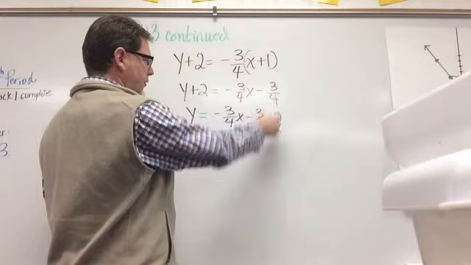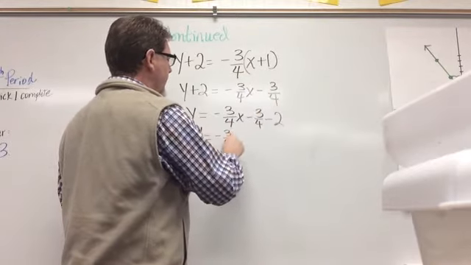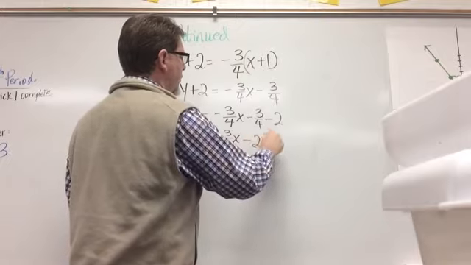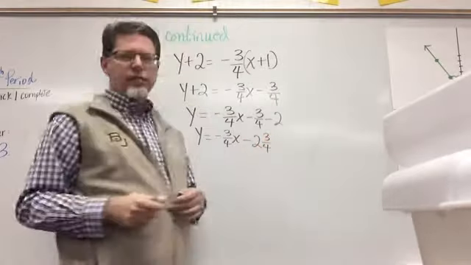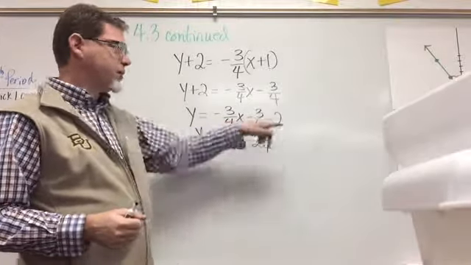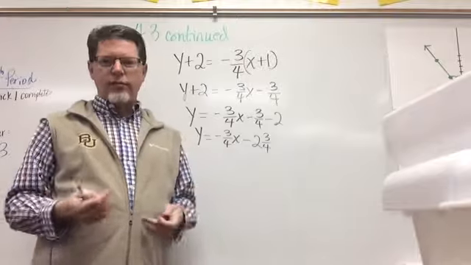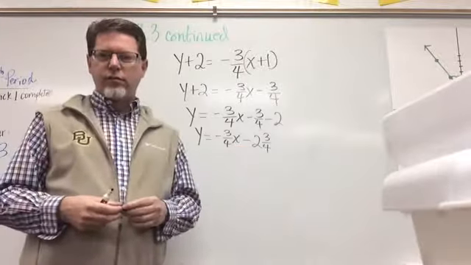Because the 2 is positive, move over here negative 2. And then the final answer is y equals negative 3/4 x minus 2 3/4 as my y-intercept. Okay, because negative 3/4 minus 2, use your calculator if you need to, it's negative 2.75 or negative 2 3/4.